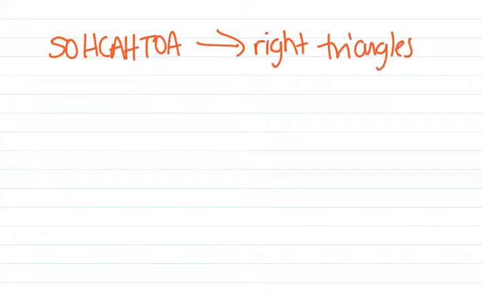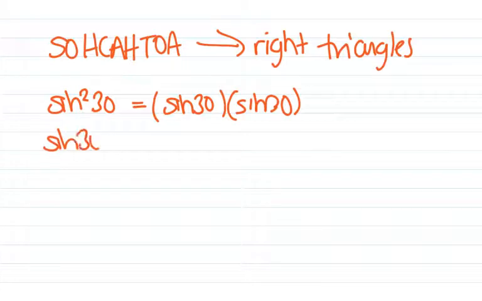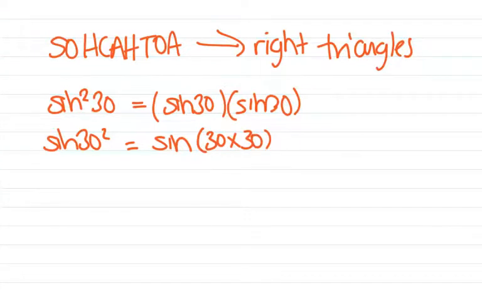And it's important to note that if a trig ratio is squared, you need to pay close attention to where the square is placed. So if I have sine squared 30, that means the whole thing is squared. So that would be sine 30 times sine 30. But if I have sine 30 squared, that means just the 30 is squared. So that would be sine 30 times 30. All right, so that's just important to know for your homework.